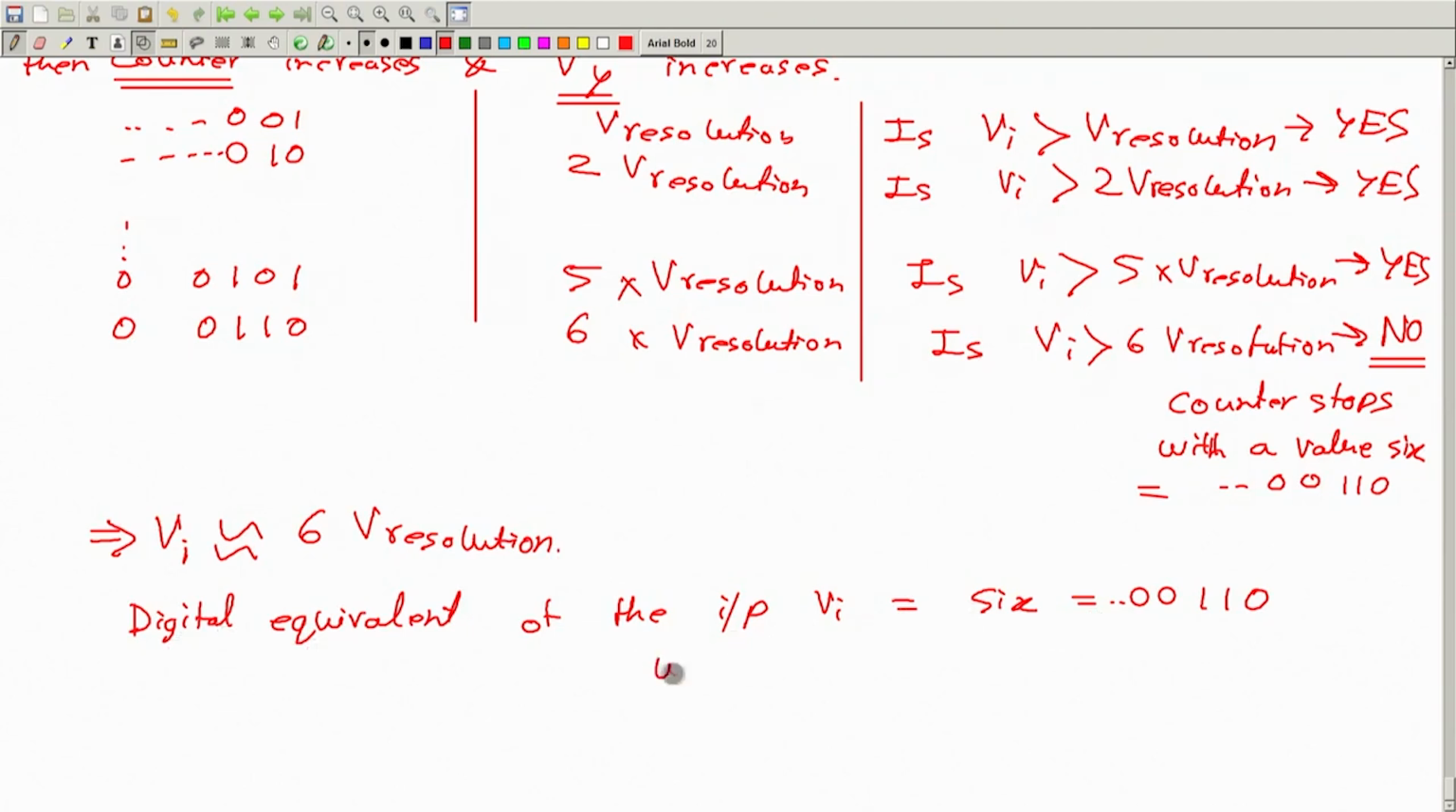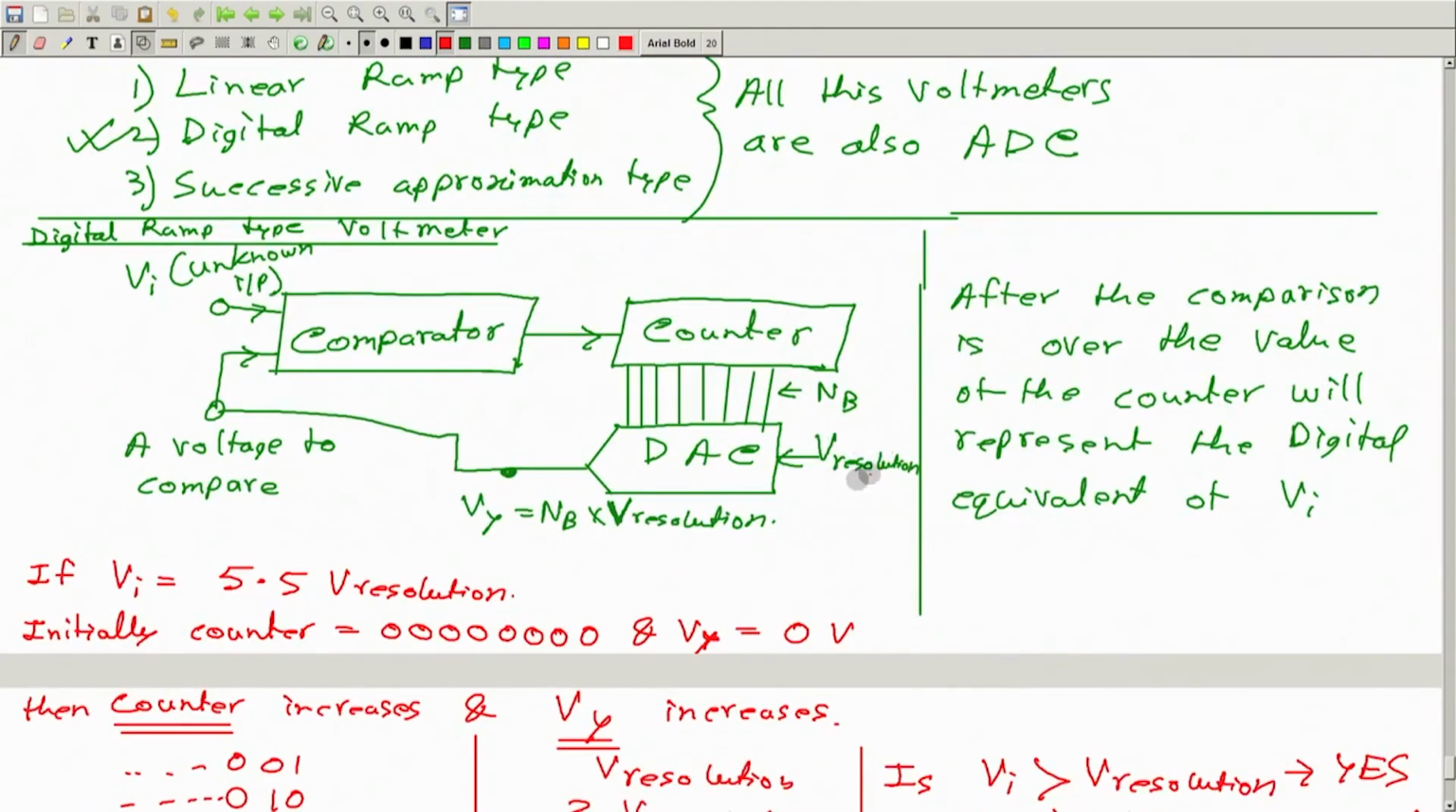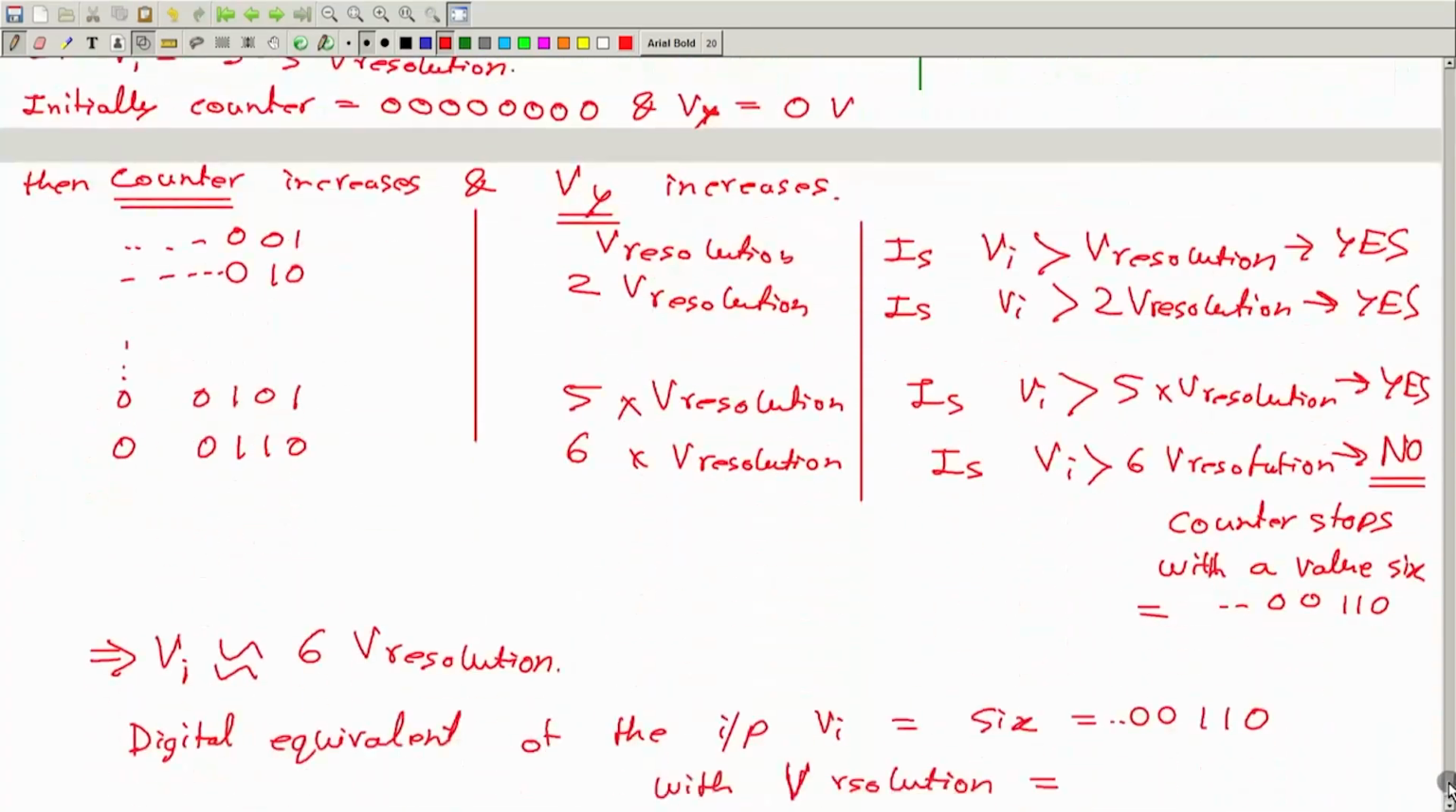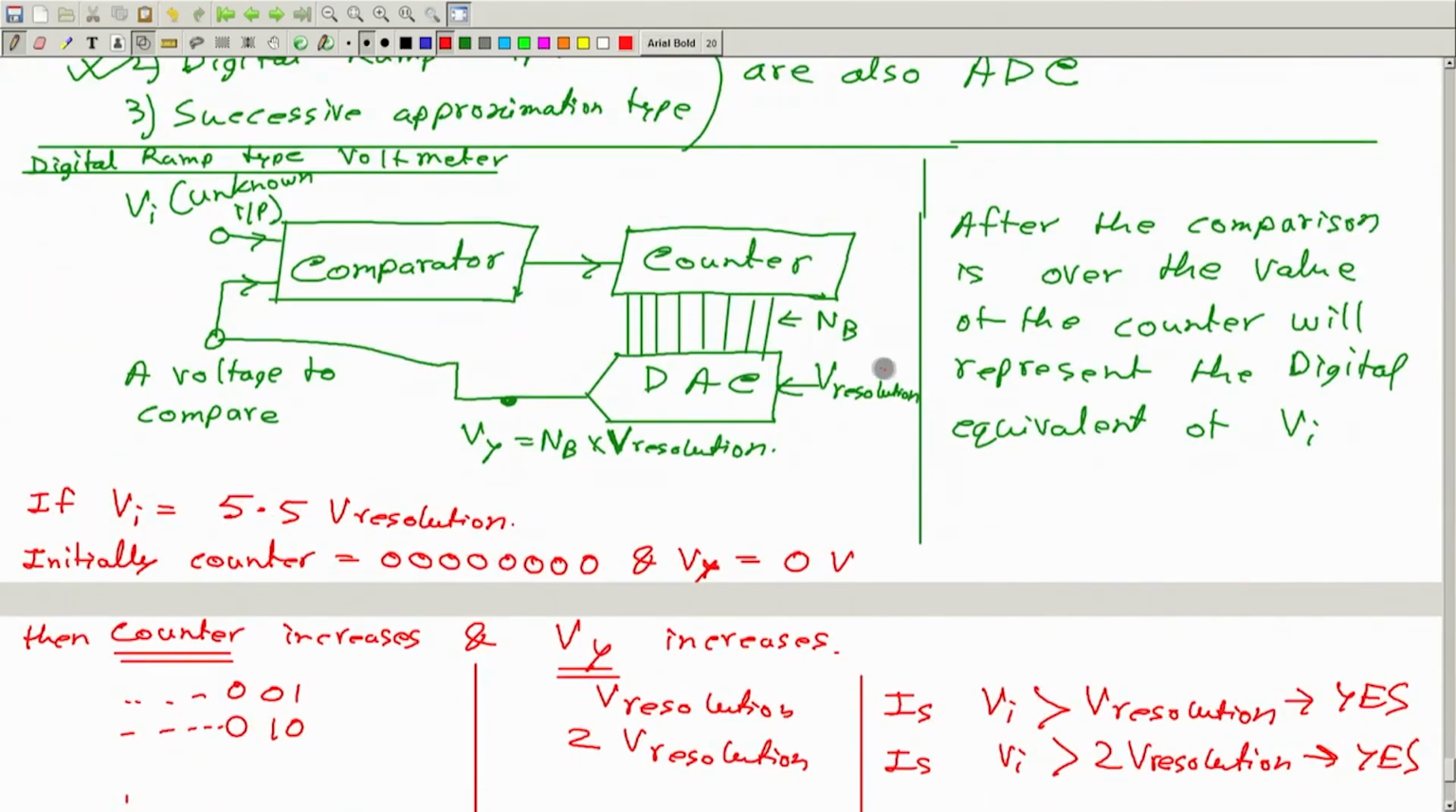Okay. So, this is the digital equivalent of the input, with, I should also write with V resolution equal to something, whatever is the value that we apply here. I should also say that value, then it becomes more meaningful. So, now for a chosen value of V resolution, the final value of the counter will tell me the digital equivalent of this input voltage.